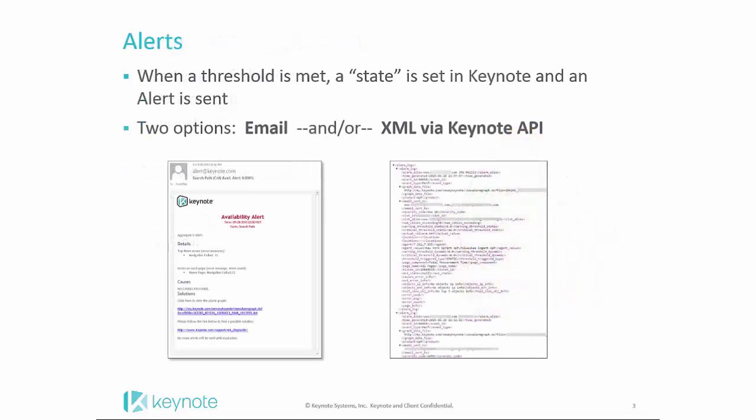The alerts are messages that go out to you when a threshold is reached. We call that a state in Keynote. There are two options for receiving messages from Keynote. One is over email. The other is to poll our API and pick up the states that way. The second option is great if you're trying to have your enterprise management system retrieve alarm states automatically from Keynote.